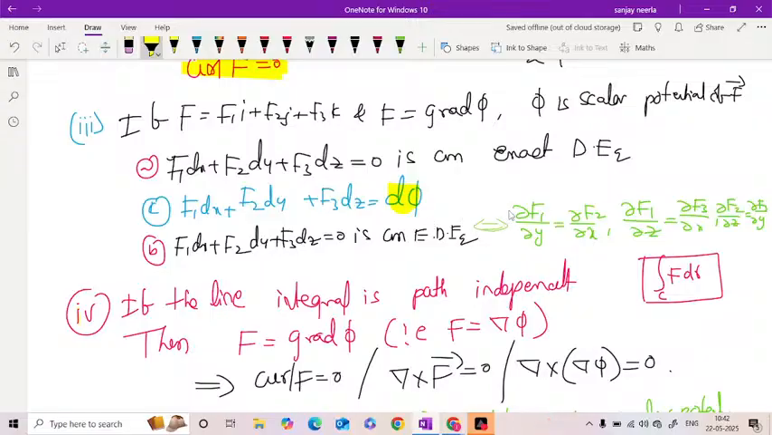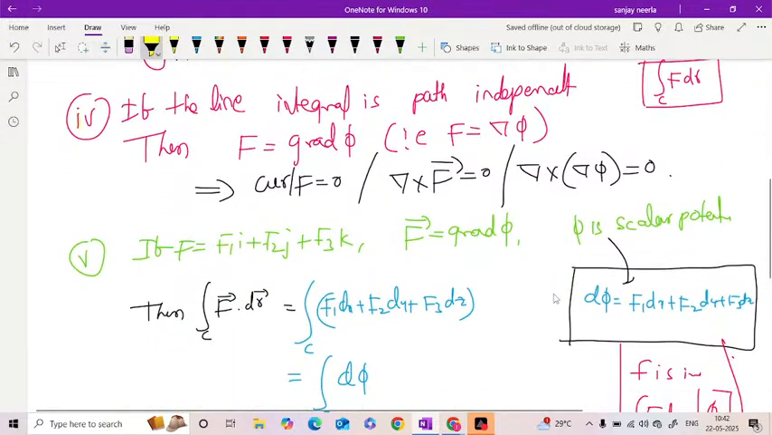And one more, so it is the exact differential equation. The necessary and sufficient condition of this exact differential equation is: dou F1 by dou y is equal to dou F2 by dou x, and the second one is dou F1 by dou z is equal to dou F3 by dou x, and the third one is dou F2 by dou z is equal to dou F3 by dou y. This is the necessary and sufficient condition of the exact differential equation. Okay, so this is the third property.